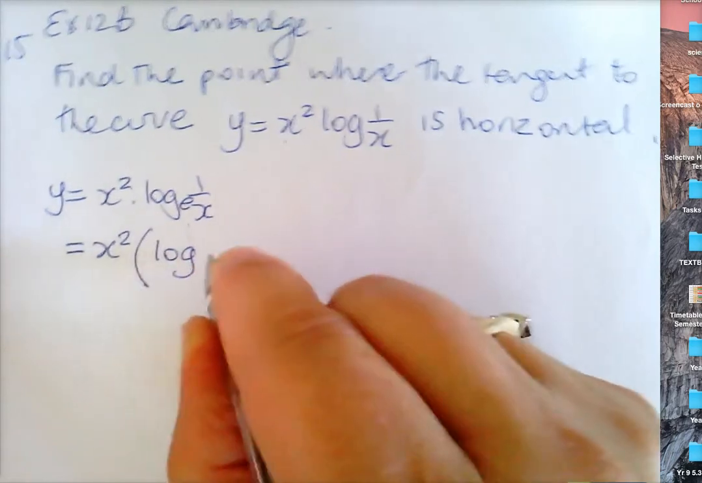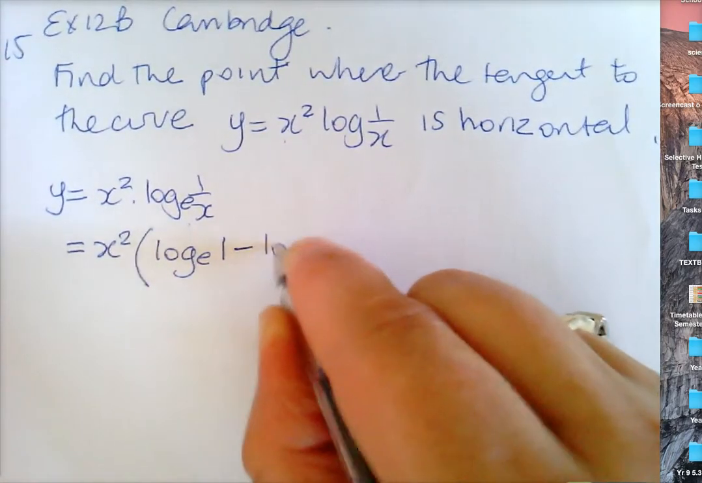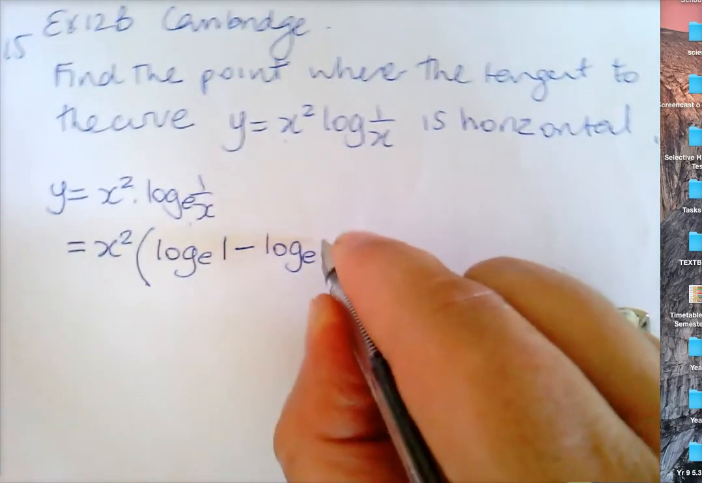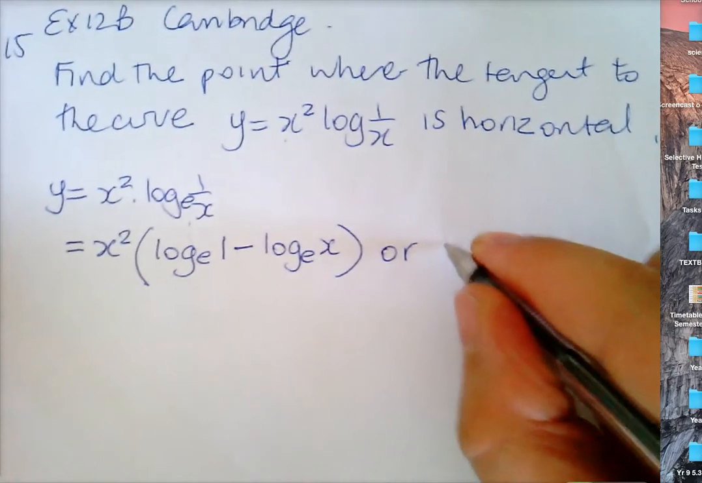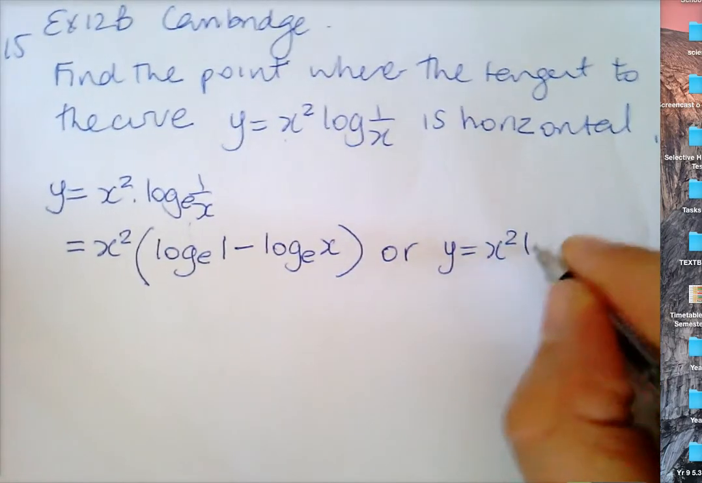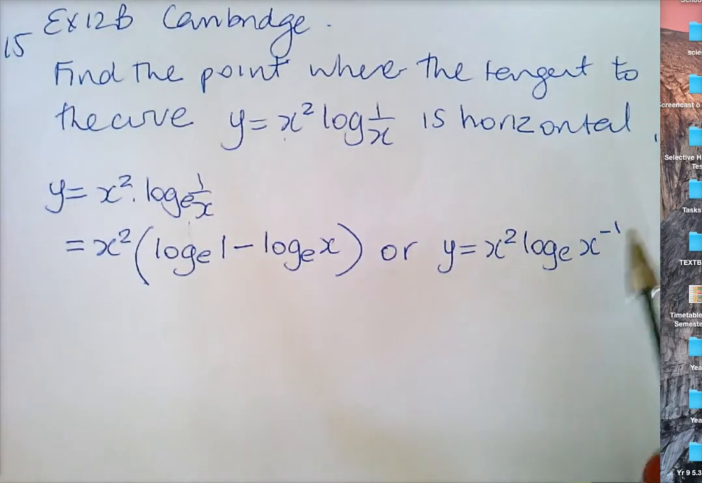Well, no, it's the minus 1. Log to the base e of 1 minus log to the base e of... Actually, there was another way we could have done it. Look, we could have had y is x squared log to the base e of x to the minus 1. Do you get that? And then bring the minus 1 down like a power.